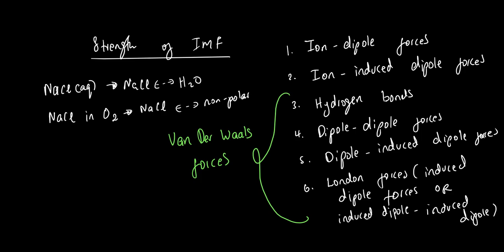In simple words, the list goes as follows: the strongest is ion dipole, followed by ion induced dipole, then number three hydrogen bonds, then dipole dipole, then dipole induced dipole, and then London forces. From hydrogen bonds to London forces, they're called van der Waals forces. So sometimes they say, give us the van der Waals forces in HCl. You have to understand that they want you to tell us whether the forces between HCl molecules are dipole dipole.